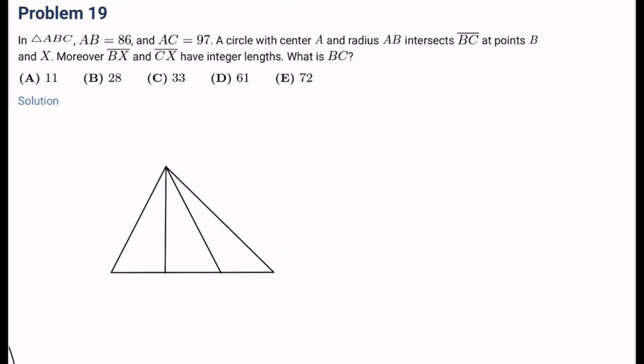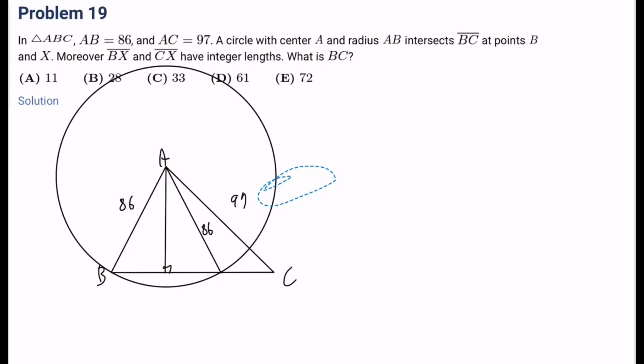This is A, this is B, and this is C. AB is 86, and AC is 97, and this is just the altitude, and since this and this must be the same, this is 86, that's 86. So we have a circle with center A and radius AB, and so that circle would look like this, because it has the center at A. Now we know that this is the radius, that's why this point is tangent. And BX and CX have integer lengths, so this point is X.